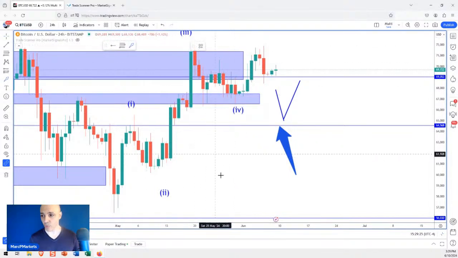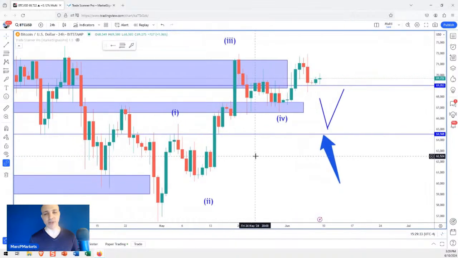Anyone want to explain this rule? You can explain it real simple. What am I pointing to here? What is this? Why is this 64K so important when it comes to the wave count? Let's see how well versed you are with the wave count and the impulses.